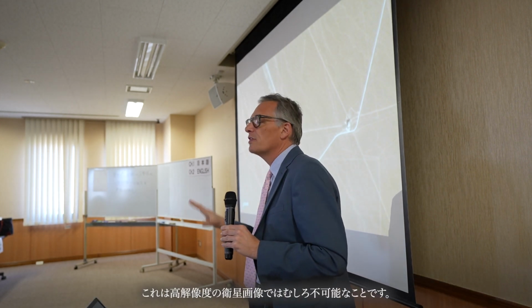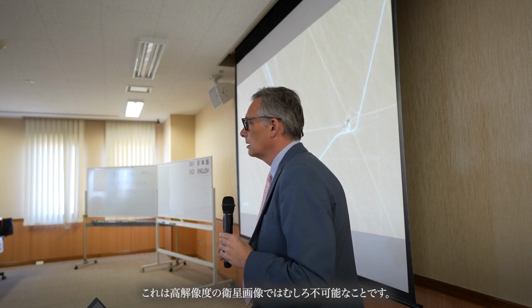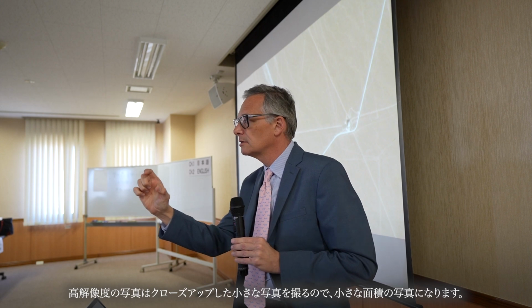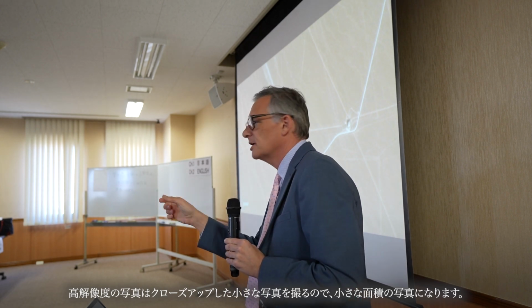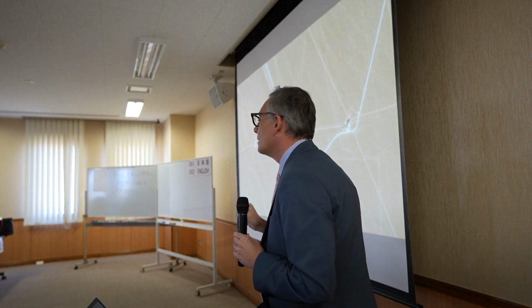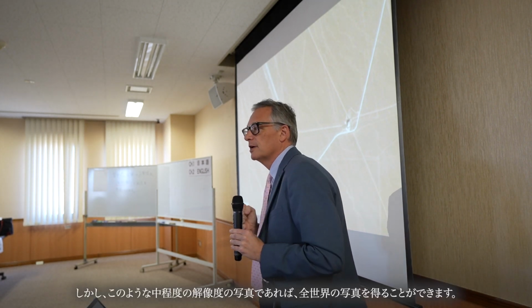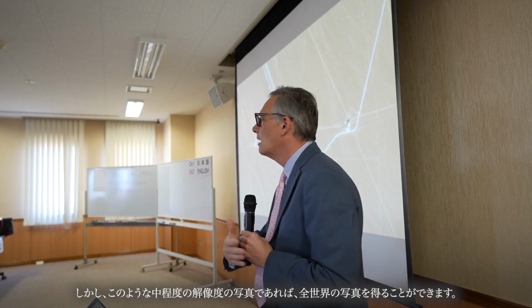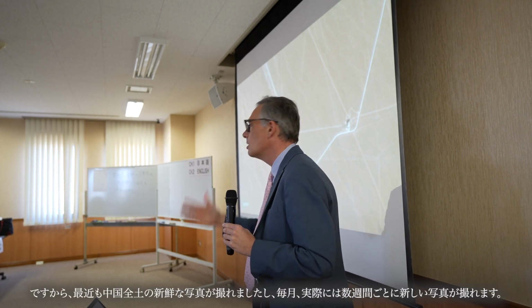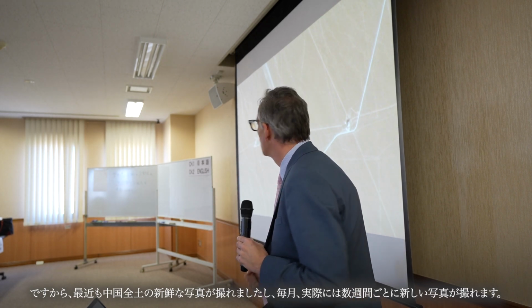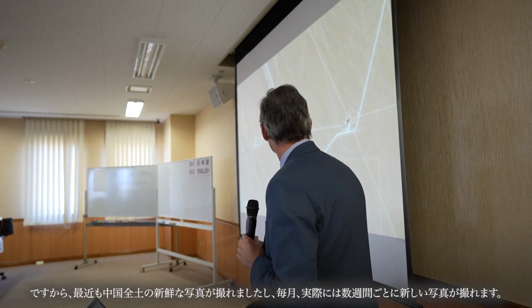This would be impossible with high-resolution satellite imagery, because high-resolution pictures are close-ups. So they take a small, tiny picture, like a picture of a small area. But with medium-resolution pictures like this, you can get a picture of the whole world. So we had a fresh picture of all of China. And we're getting a new one every month, every few weeks, actually.